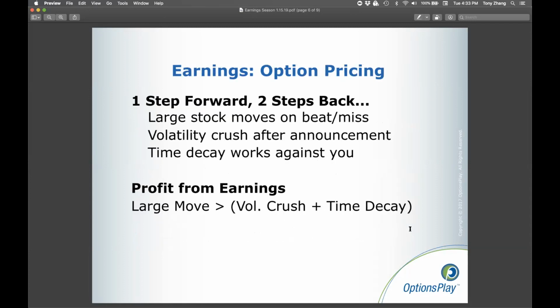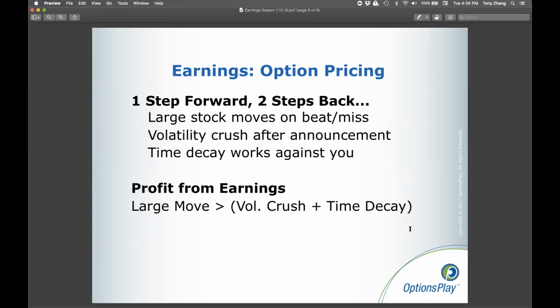So when it comes to earnings, it's really important to understand how option pricing works around earnings in order to understand how you can profit from the strategy. Now, trading earnings is by no means simple. It's actually quite difficult. The reason for this is what I call 1 step forward, 2 steps back. What that means is that you really have one thing potentially working in your favor while you have 2 other factors actually working against you when you're trading earnings. So it's really important to understand what's working in your favor and what are the 2 things working against you, so that you can understand how to actually profit from this strategy.